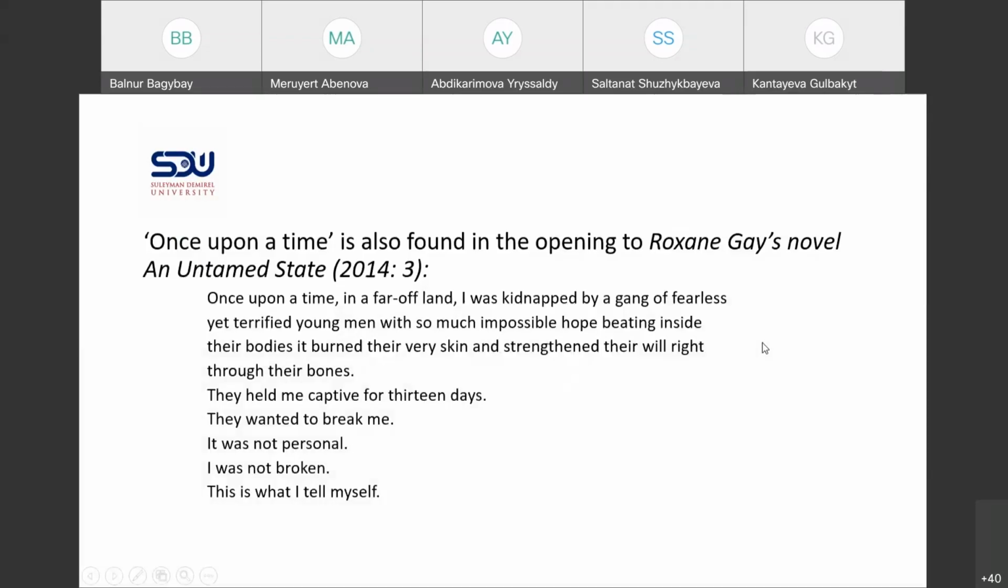Let's have a look at the novel by Roxane Gay called An Untamed State. Who would like to read this one for us, please? Okay, let me choose. Can Midwir Tabianova read for us?